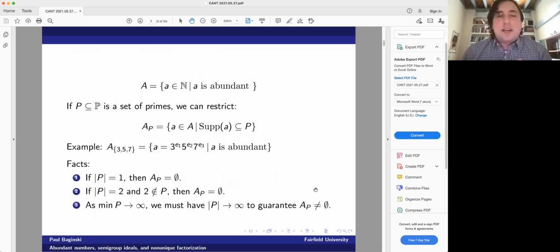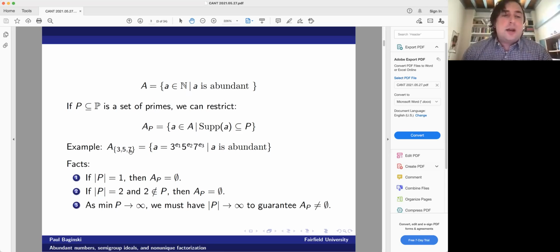So if I have my favorite set of primes, say that's P, usually this will be a finite set. I want to restrict and look at only the abundant numbers that are made out of primes in P. That's saying that the support of the abundant number is in P. So for example, if my favorite set of primes is 3, 5, 7, I'm looking at the abundant numbers that are some number of 3s, some number of 5s, and some number of 7s. These exponents can be 0, so I don't have to use all of the primes. I'm just requiring that all the primes in my prime factorization are in this set P.